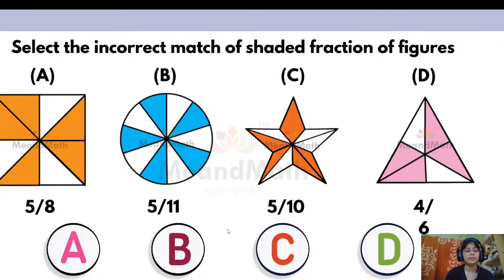Okay. So now it's time for the next question. Select the incorrect match of shaded fraction of figures. So you can see there are some figures again which are divided into equal parts and some parts are colored. The colored fraction of the first figure is written as 5 by 8. For the second figure, it is written as 5 by 11. For the third figure, it is written as 5 by 10. And for the fourth one, it is written as 4 by 6. So one of these is incorrect. You have to tell which one is incorrect.